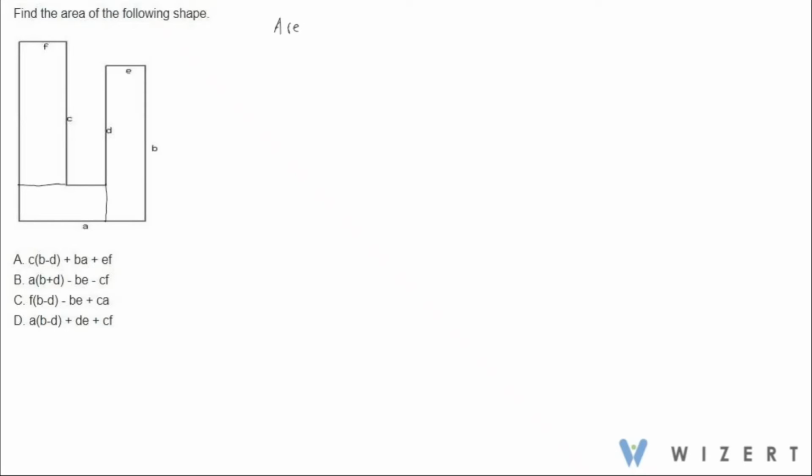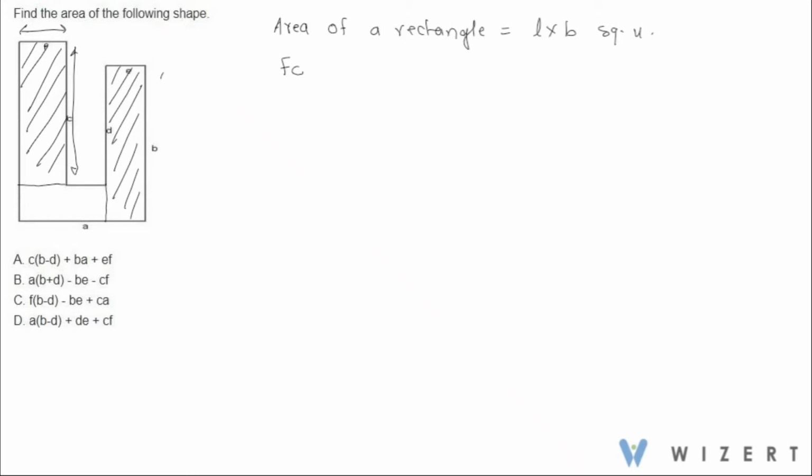So area of a rectangle is length multiplied by breadth square units. So we can easily find area of these three rectangles, and area of shape will be sum of all rectangles. So let's see, area of this rectangle is, this is breadth and this is length. So this is FC. Area of this rectangle is, this is length B and this is breadth E. So let's see, plus BE.